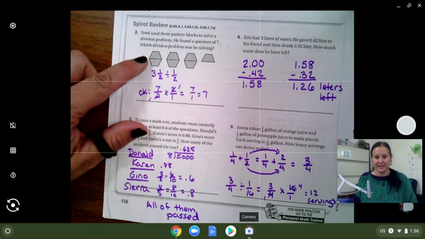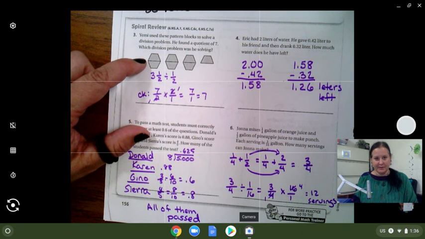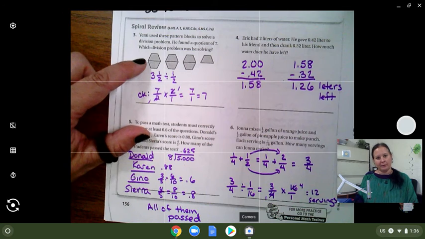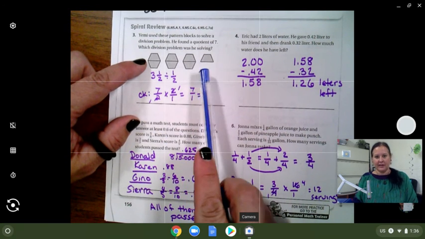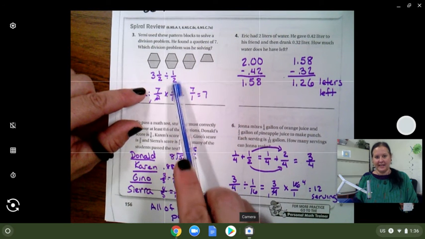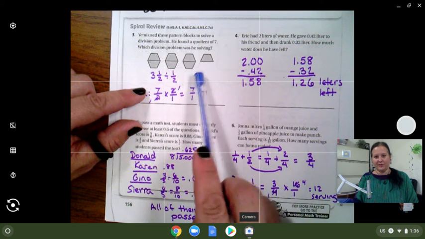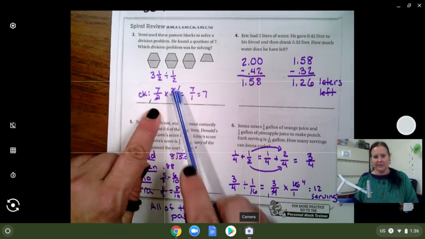So the first one, it does have a visual model there for you. It says, Yemi used these pattern blocks to solve a division problem. He found a quotient of 7. Which division problem was he solving? Well, he had 3 wholes and a half, divided in halves, and he wanted to know how many that was. And I actually wrote that out and did check it by flipping the second.